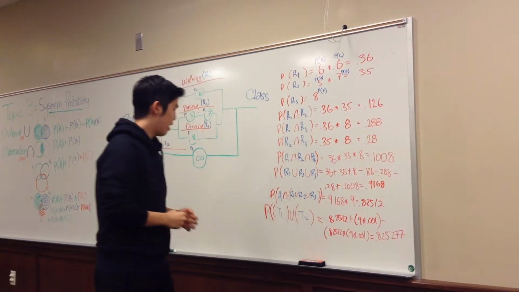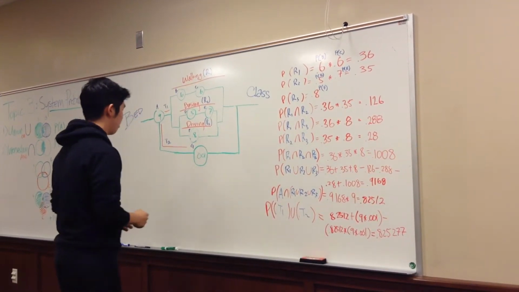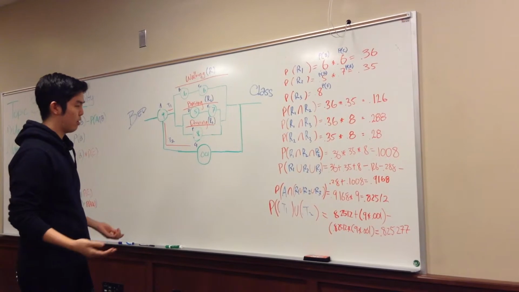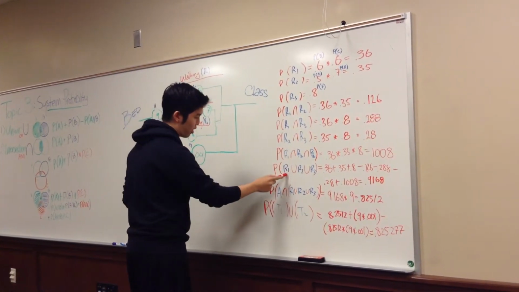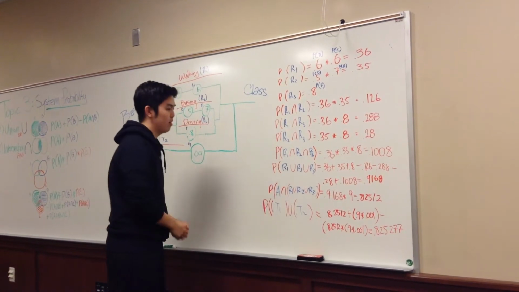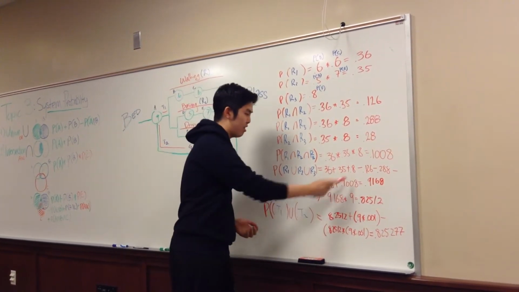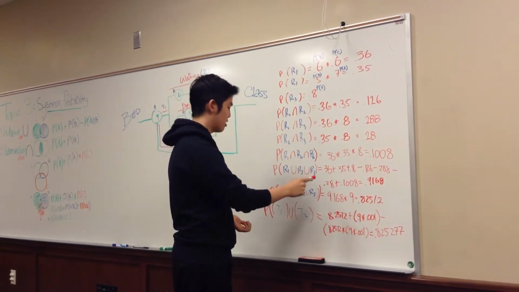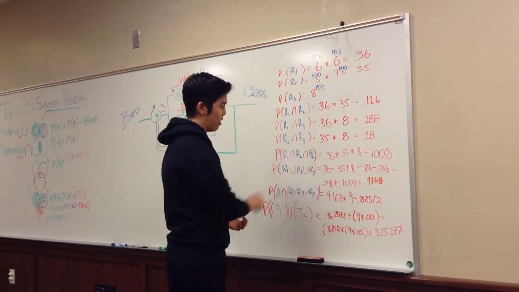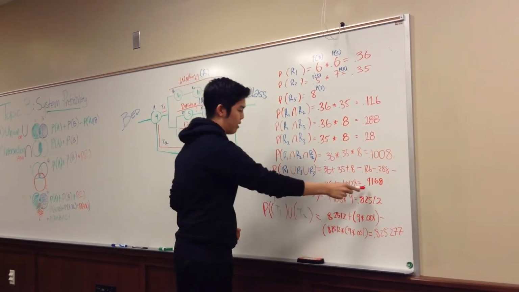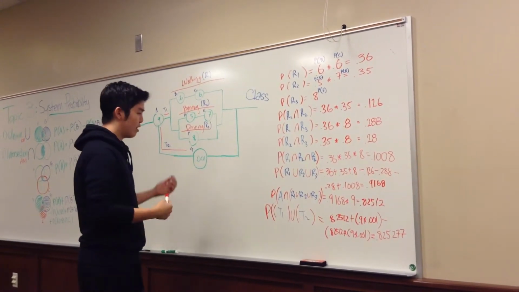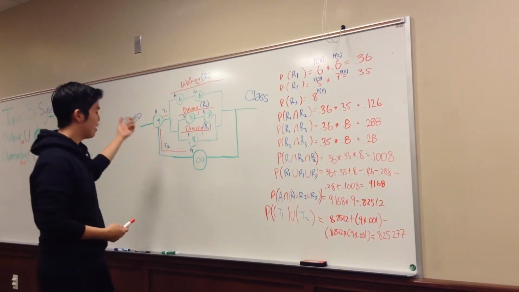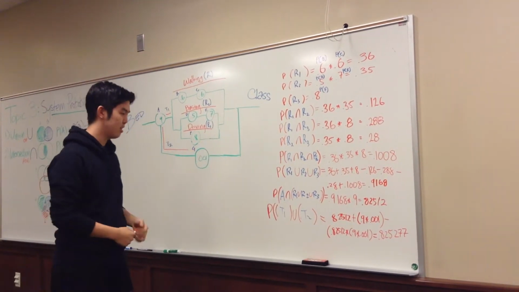0.1008. And we want the union of R1, R2, and R3 because we want him to get to class, so he can walk, or he can take the bus, or he can drive. So we add these probabilities together, subtract the overlapping areas, and add the little area in the middle that we subtracted out, and we get 0.9168. So 0.9168 is the probability of him taking transportation and getting to class.